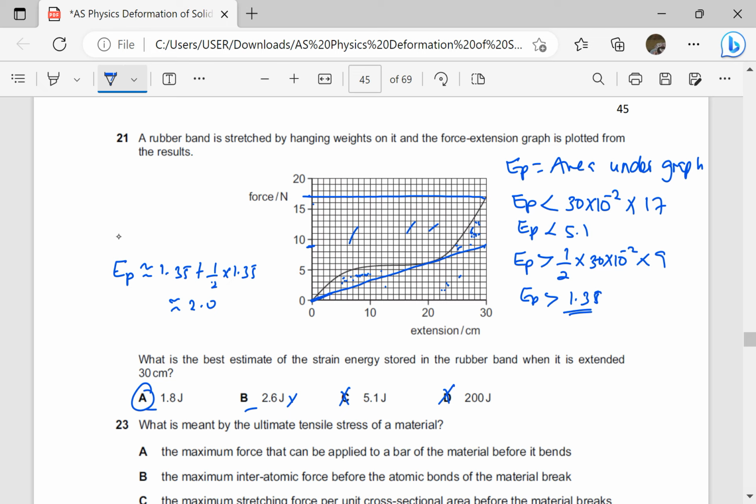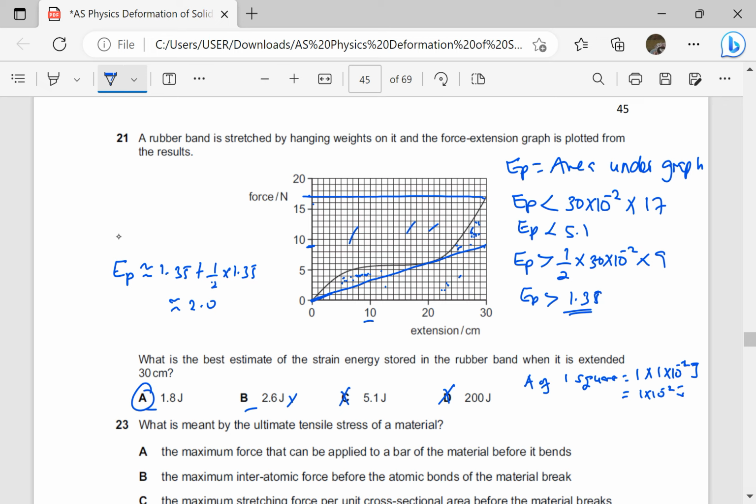What do I mean? On the x-axis, one small square is 1 centimeter. Yes, 1 centimeter. On the y-axis, one small square is 1 Newton. So the area of one square is going to be 1 on the vertical times 1 on the horizontal times 10 power negative 2. So this is going to be joules. So one small square represents energy, which is 1 times 10 power negative 2 joules.